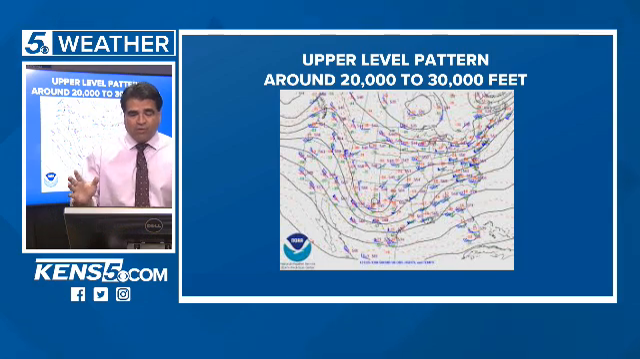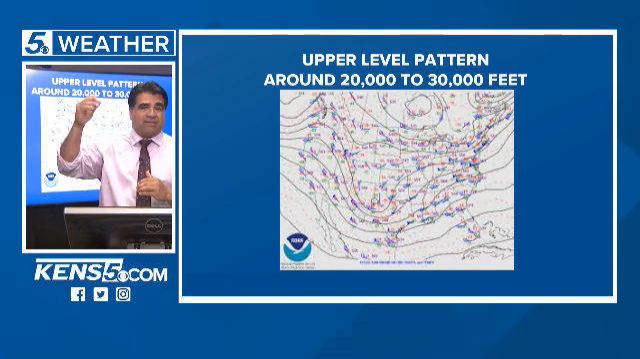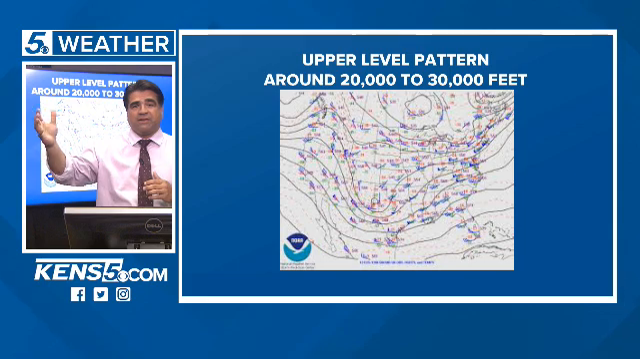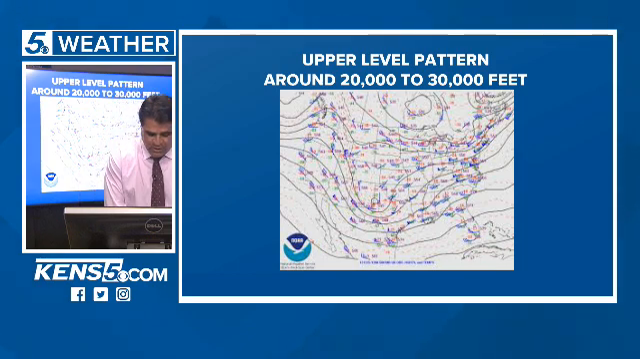So, first thing is the upper level pattern, and a lot of folks are like, upper level, I don't even understand that. Well, we all live at the surface, in what we call the planetary boundary layer, which is the lowest 5,000 feet. That's where we live. Up above that, around 20, 30,000 feet, is what really determines what happens at the surface. So that's a good place to start.